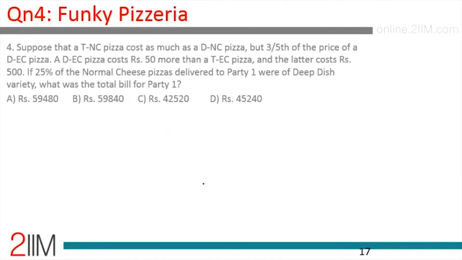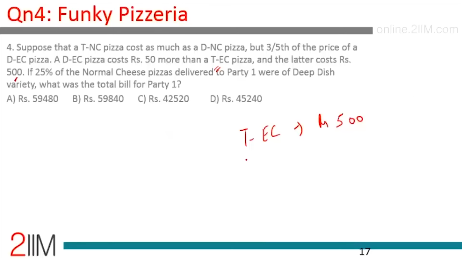Suppose that a thin crust normal cheese pizza costs as much as deep dish normal cheese, but 3/5 of the price of a DEC. A DEC pizza costs 50 rupees more than a TEC, and the latter costs 500 rupees. So I'm going to start with a number here. The TEC costs 500 rupees. I don't even recall the numbers or the percentages given. The terminology is very weak, very vague. But I know TEC costs 500. Let's start with that. That's where the number is given.